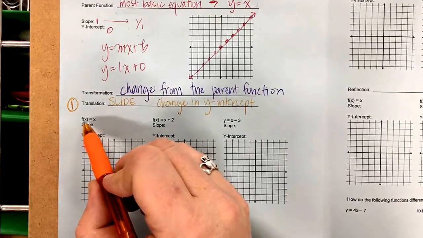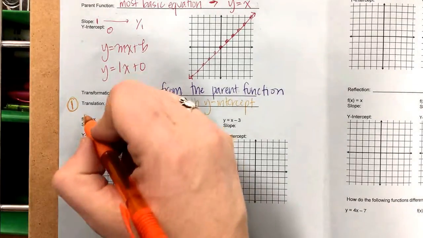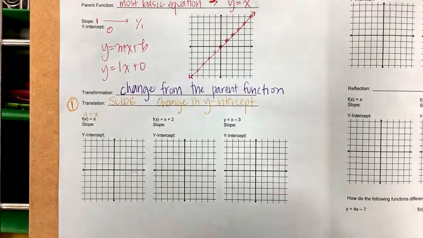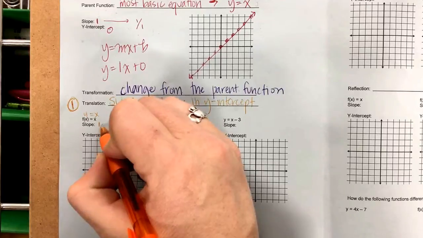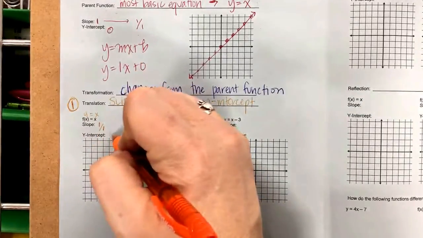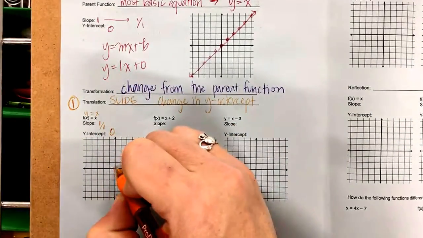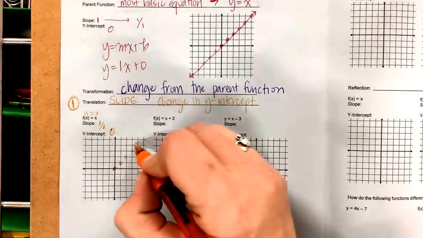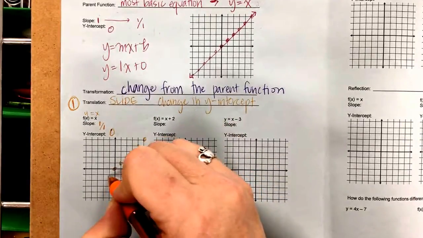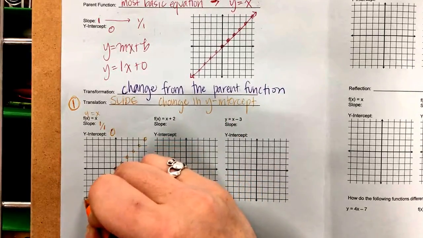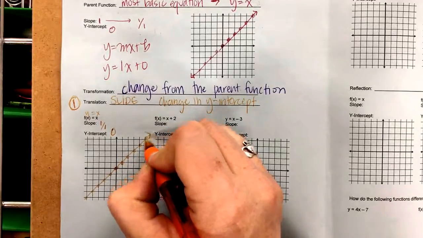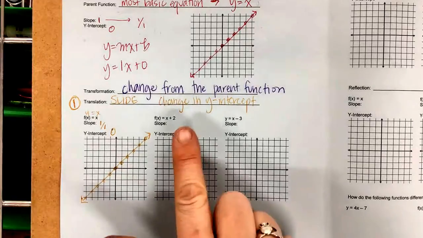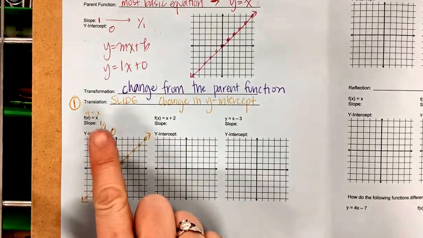So here's my parent function, f of x. This is just function notation. Instead of y equals x, it's written f of x equals x. The slope of the parent function is 1 over 1, and the intercept is 0. So I start at 0, and I go up 1 over 1, and down 1, backward 1. There's my parent function. That's my original beginning function.